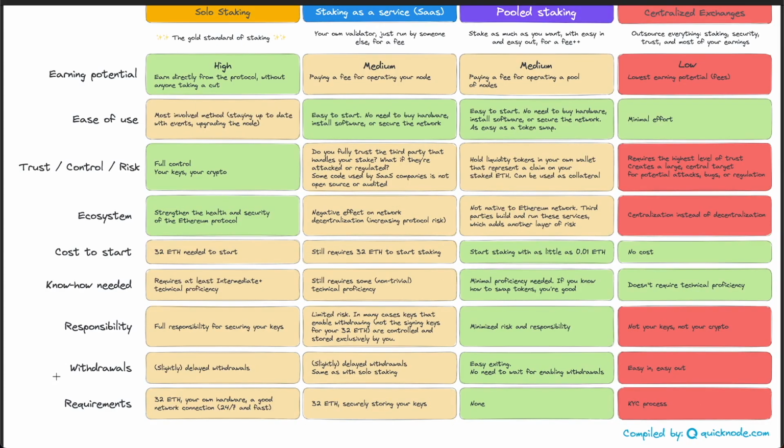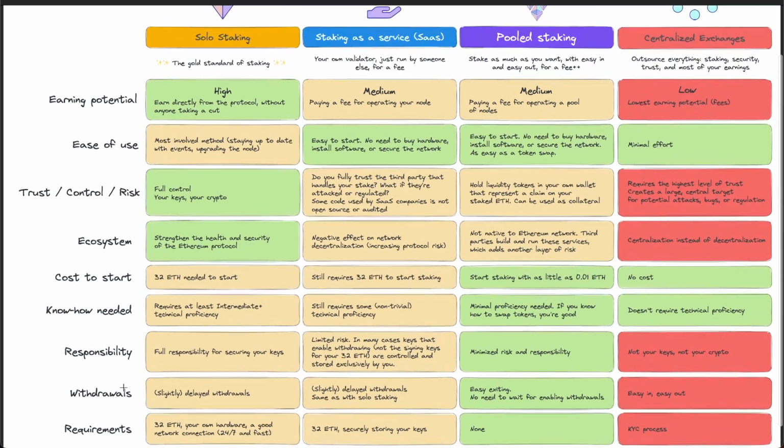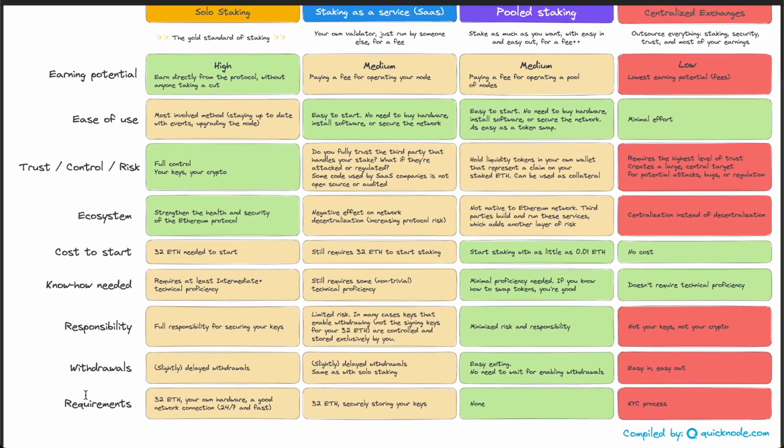Now, how easy is it to withdraw your staking rewards and your stake? For a long time, for solo staking or for staking as a service, it wasn't known when the withdrawal would be possible. Right now, we know that the withdrawal possibility will come with the next Ethereum update, which will be the Shanghai upgrade. It's scheduled now for the beginning of April. So there is a slightly delayed withdrawals option coming in a month or so, and the same for the staking as a service option. After the Shanghai upgrade, you will be able to withdraw at will.